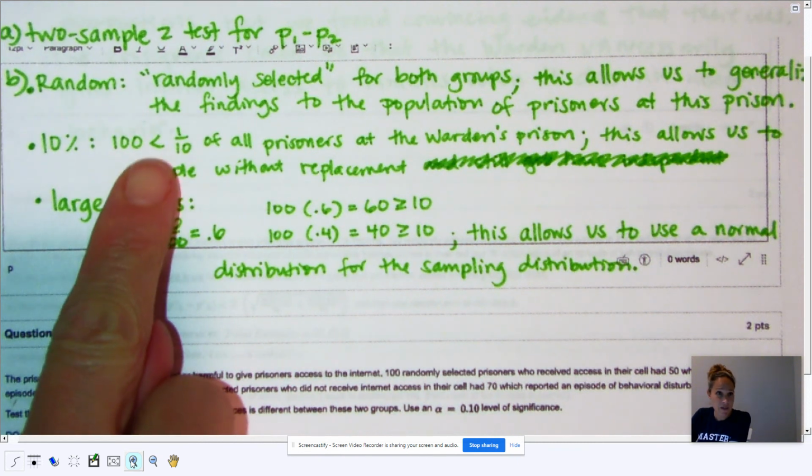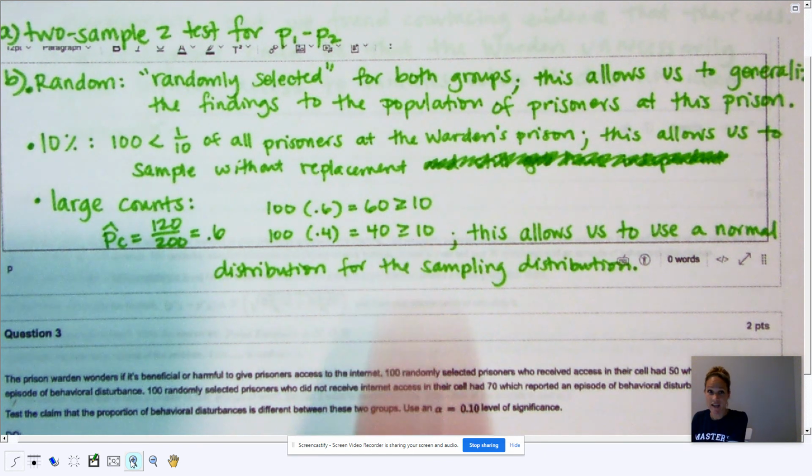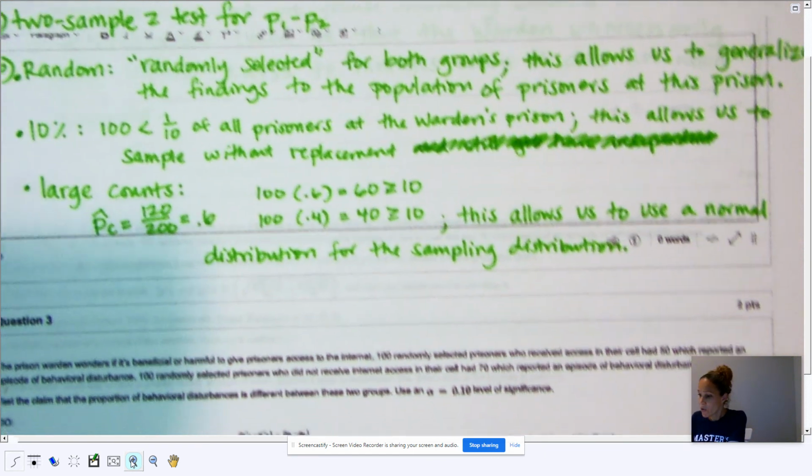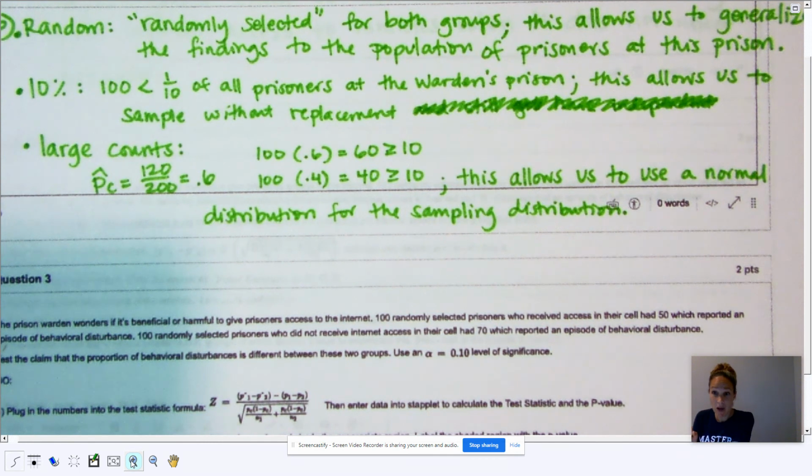So this is a little confusing because we want this one to be less than 10%. We want these ones down here to be greater than 10. And so that is our large counts condition. And whenever we're doing a hypothesis test or a significance test for a difference in proportions, our null hypothesis is that there is no difference.